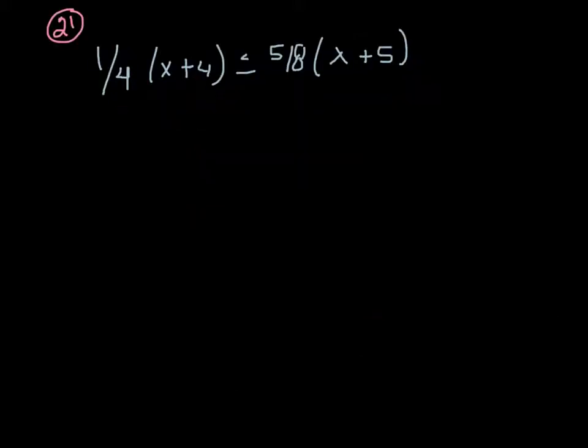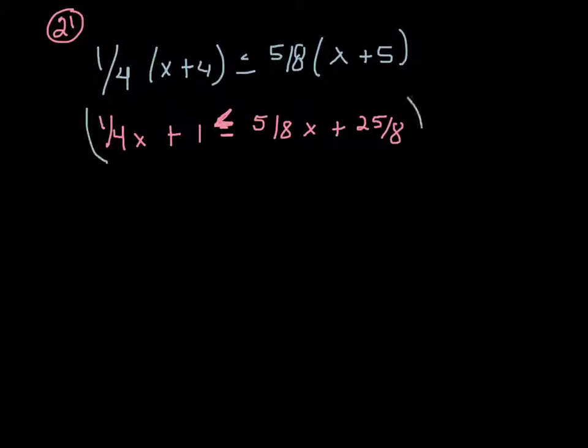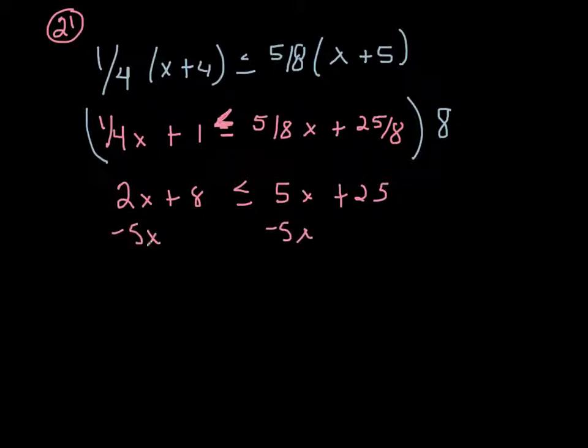So using our distributive property, we get 1/4 x plus 1 is less than or equal to 5/8 x plus 25/8. Now, just like solving equations with fractions, I'm going to multiply by an 8 to eliminate my fractions. And when I do that, I'm going to get 2x plus 8 is less than or equal to 5x plus 25. Then I'm going to subtract 5x and move my variables to the left.